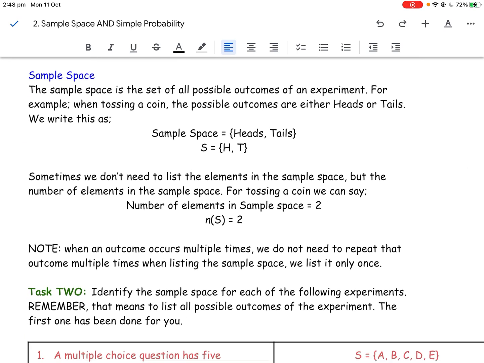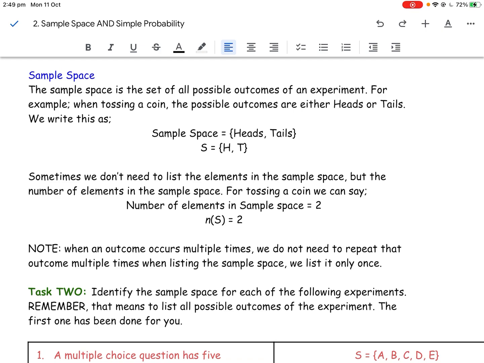So a sample space, for all of those who don't know, is the set of all the possible outcomes of an experiment. So when you toss a coin, you can only get a head or a tail. So the sample space is head, tail, because they're the only two possible answers you can get. Okay, let's see. Next one says sometimes we don't need to list the elements in the sample space, but the number of elements in the sample space. So for tossing a coin, we would say the number of elements in a sample space is 2.